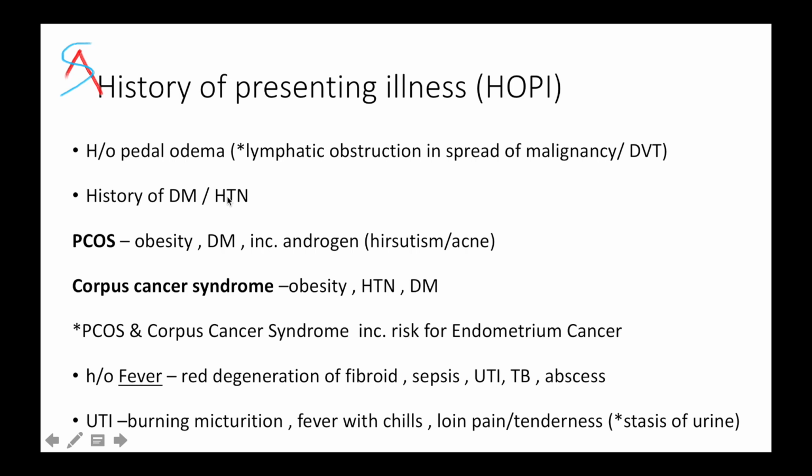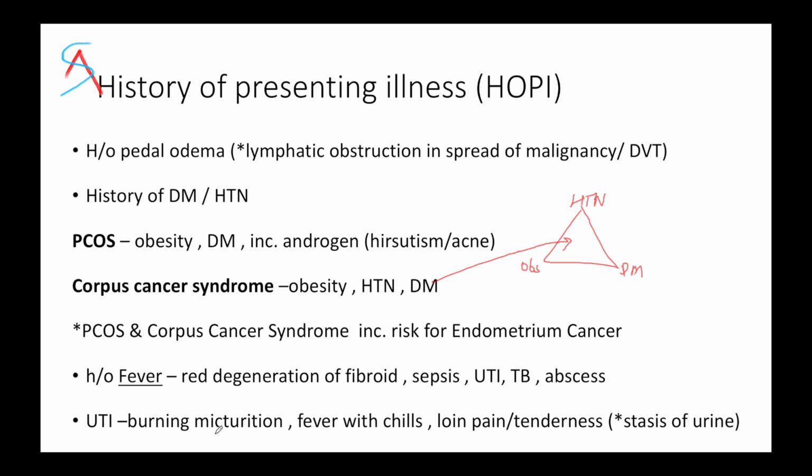The history of diabetes and hypertension is very important, because of polycystic ovary disease: if there is obesity, diabetes and increased androgen, you have to ask for any hirsutism, increased acne or change in voice from high pitch to low pitch. If there is a triad of hypertension, diabetes and obesity, then it could be corpus cancer syndrome. Polycystic ovary disease and corpus cancer syndrome are both risk factors for endometrial carcinoma. If the patient gives a history of fever, basically it would be because of red degeneration of fibroid, any UTI or abscess, or endometrial TB.